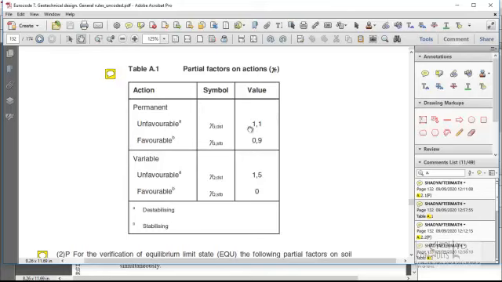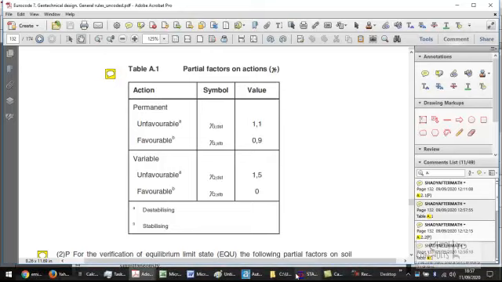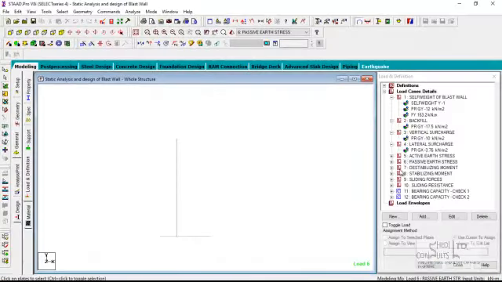So if these are dead loads, mind you, this partial factor is for dead loads. The partial factor of safety for live loads that are destabilizing is 1.5. The partial factor of safety for dead loads that are stabilizing is 0.9. So let's look at this carefully. We want to check the stability against overturning.